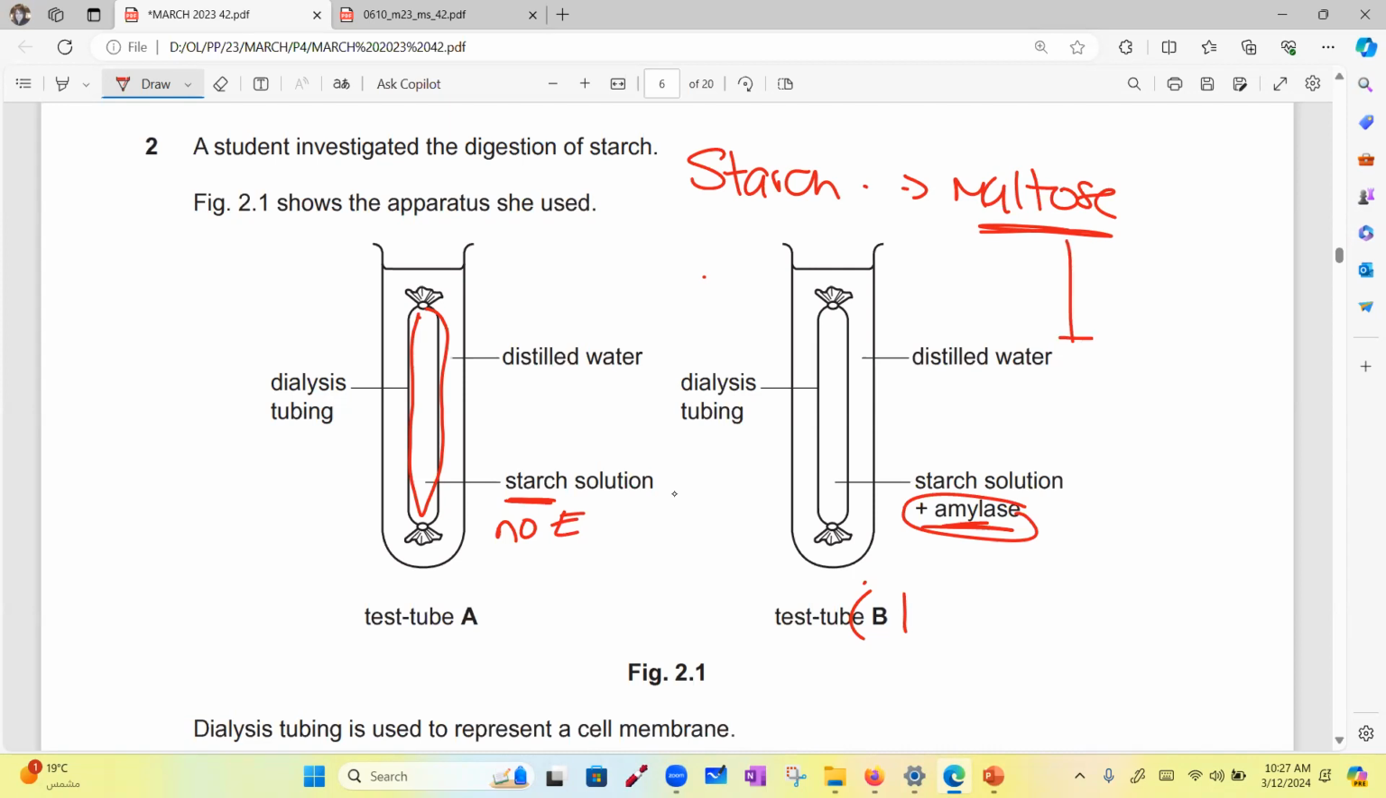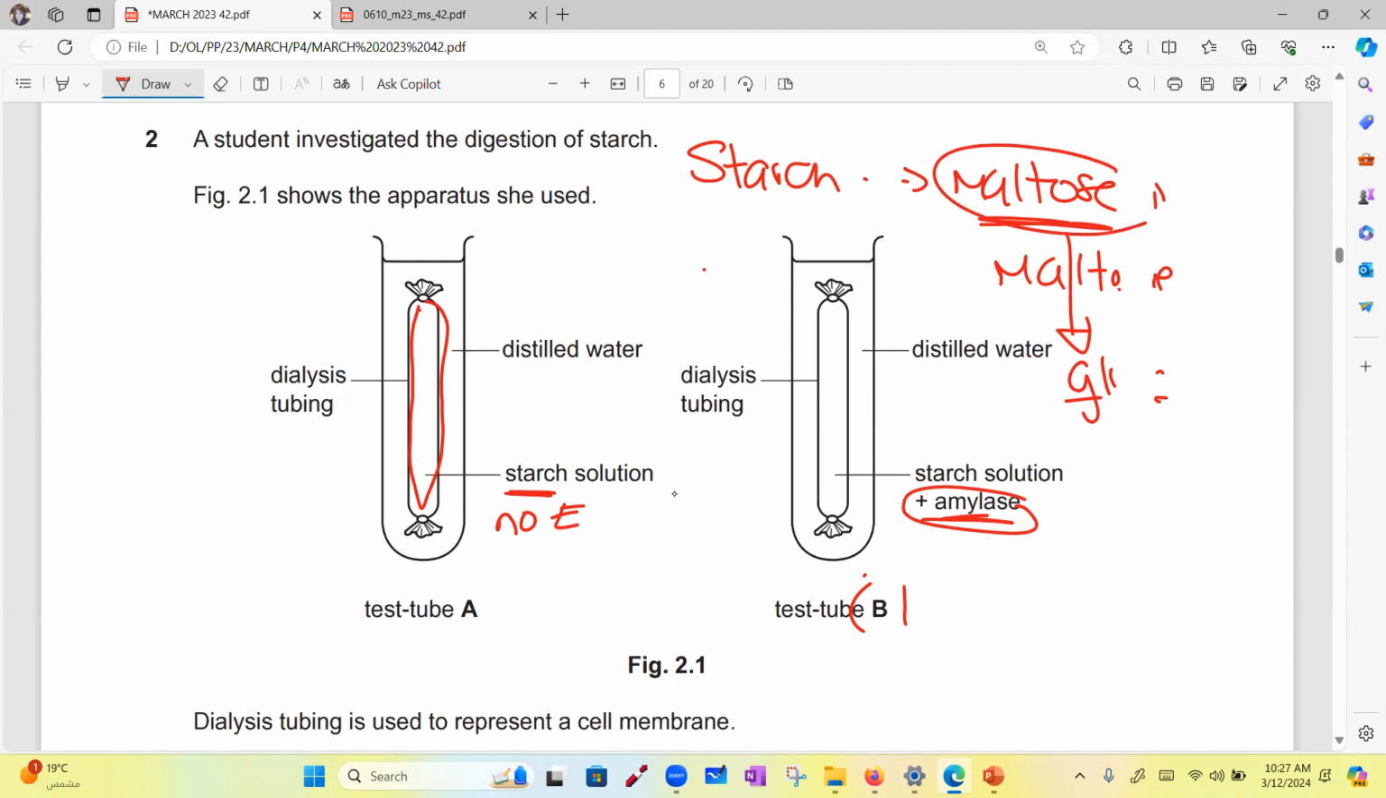Maltose is broken down by maltase to give me glucose. So amylase doesn't break down starch to glucose, it breaks it down to maltose. Okay, and then when the maltose is broken down, what will happen to this maltose? Why does it give me a positive result in the external water? Because we took water from outside the dialysis tubing. Exactly. The maltose is small. It will diffuse from the inside of the tube to the outside by diffusion, and mention the definition.